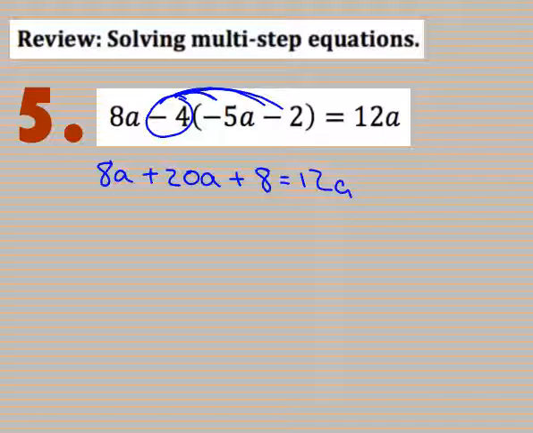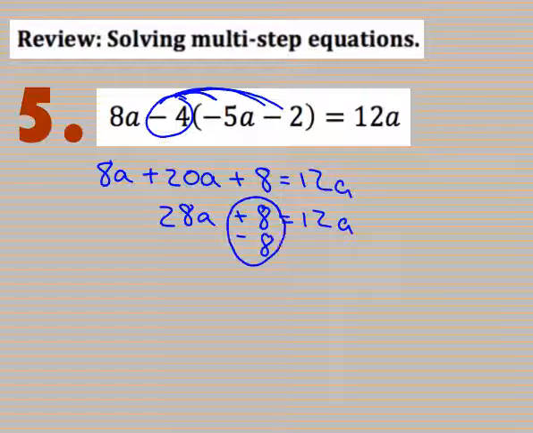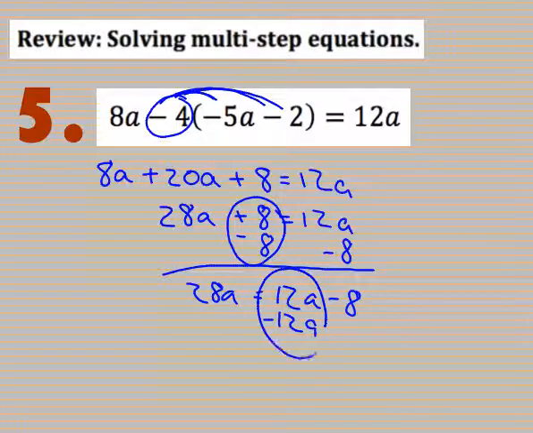Remember, questions, questions, questions. Alright, 8 and 20 is actually going to be 28a, plus 8 equals 12a. Here I would probably subtract 8, and then I would subtract 8 on this side. That would leave me with 28a equal to 12a minus 8. I would subtract the 12a. That goes to 0. Subtract 12a.